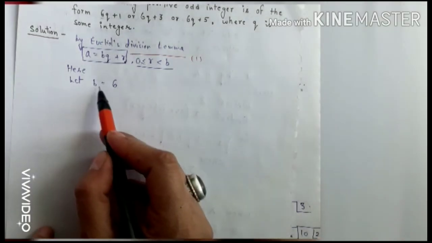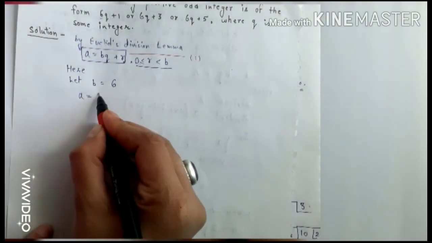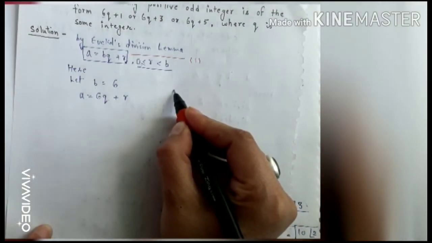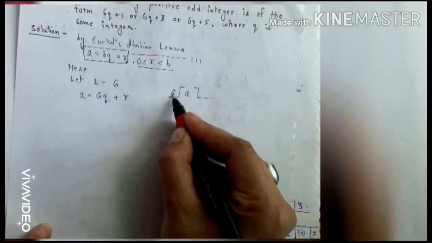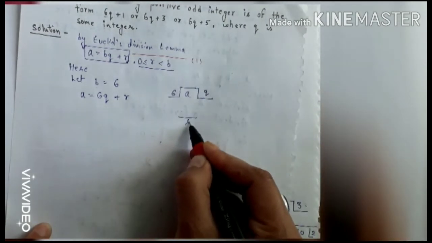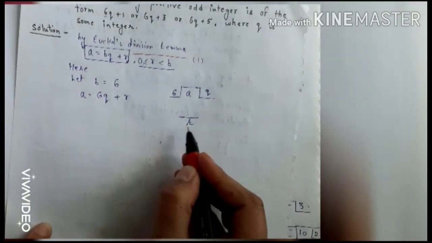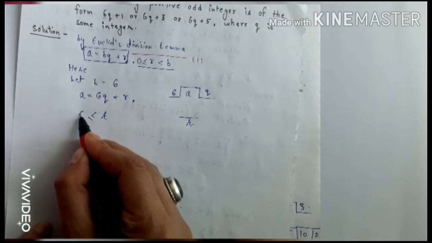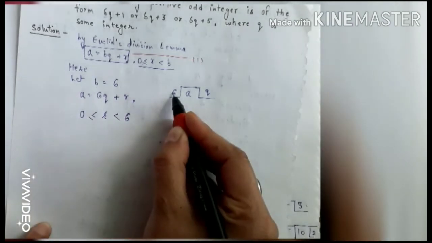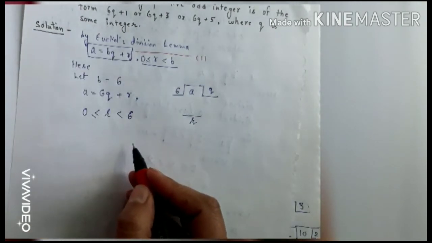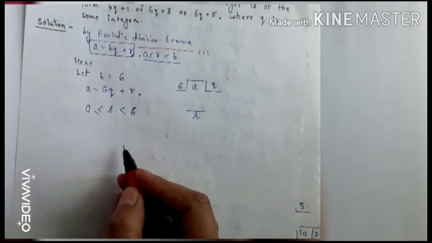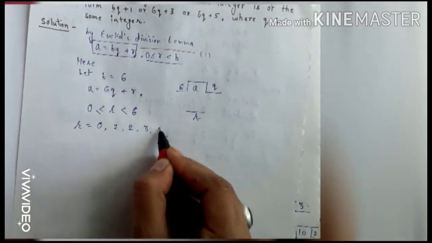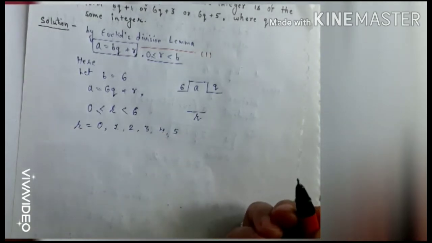Now put b equal to 6 in the first equation. We get a equal to 6q plus r. That means if we divide a by 6, we get a quotient q and a remainder r. Here r is greater than or equal to 0 and less than 6. That means how many conditions arise here? Five more. Possible values of r: r can be 0, 1, 2, 3, 4, 5. It cannot be 6.